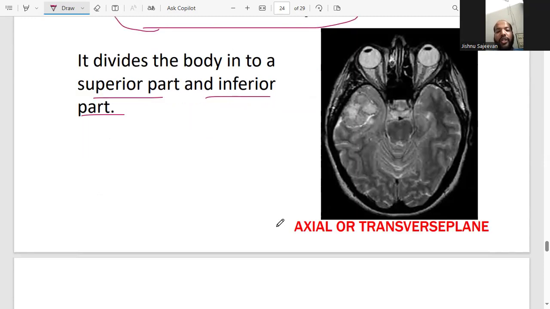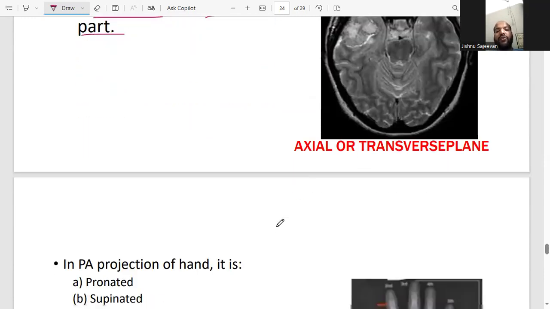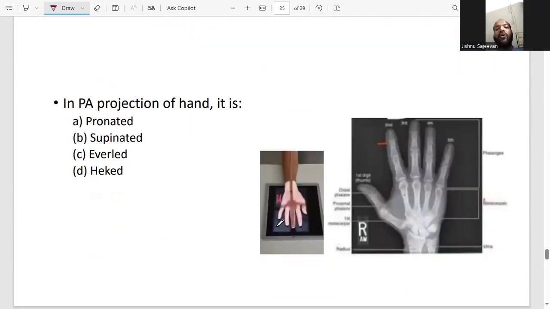So these are all the basic things which you need to know when we are going to study radiographic positioning. Here we can see the PA projection of the hand, and how we are positioning the limb. We have to know how we are positioning the limb. PA means posterior anterior projection of the hand.